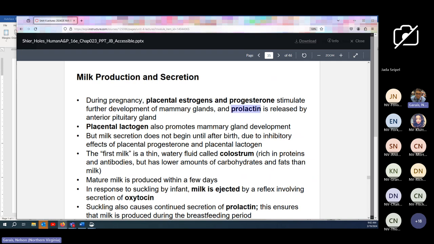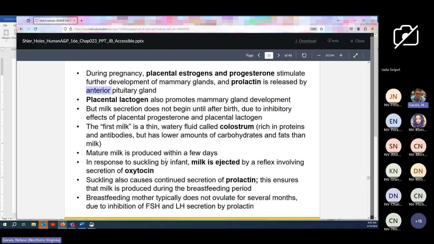Prolactin, we already know. Anterior pituitary gland, that's old news. Placental lactogen, we already know. First milk is called colostrum. Lots of proteins, but what's it really about? Antibodies. That's what it's really about. Because baby has no secondary immune system, has no adaptive immune system.